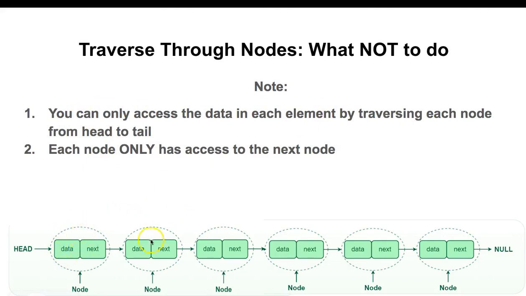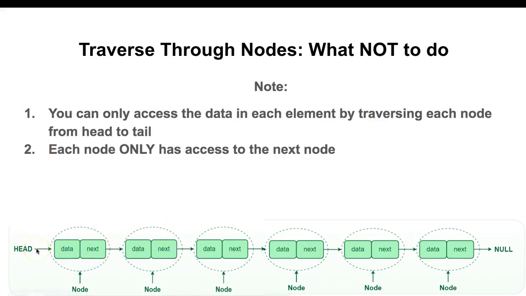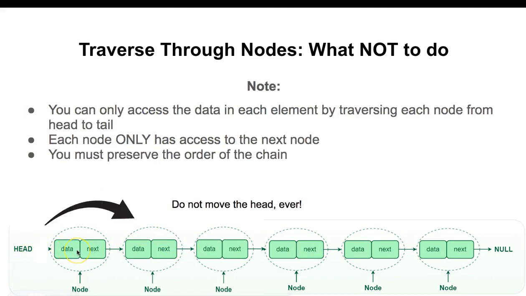Each node only has access to the next one, right? So given that, what you do not want to do is move the head and start going to the next node, over to the next one, right? Because remember, you only have access to the next one. So if you move the head, you now lost access to this one, because we moved it from pointing to this one to pointing to this one instead, right?